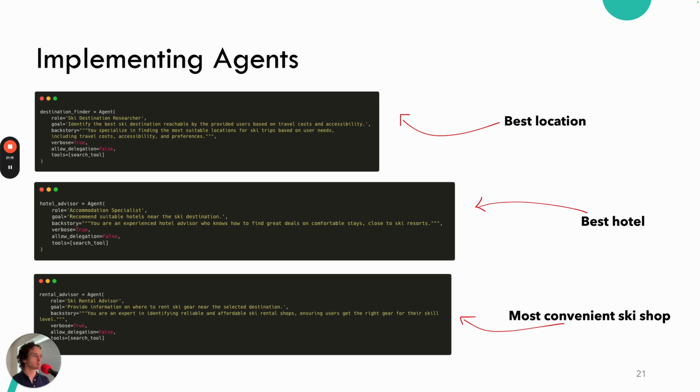Then we have the accommodation specialist. This is an agent that is in charge of finding something comfortable and eventually close to the ski resorts. And then we have the ski rental advisor. The ski rental advisor, of course, is in charge of finding the rental shop. So these are the things that I need. In reality, there are more agents than the 3 agents you see here, because, as I say, this has to be scalable. So at some point I also had more constraints and more requirements.